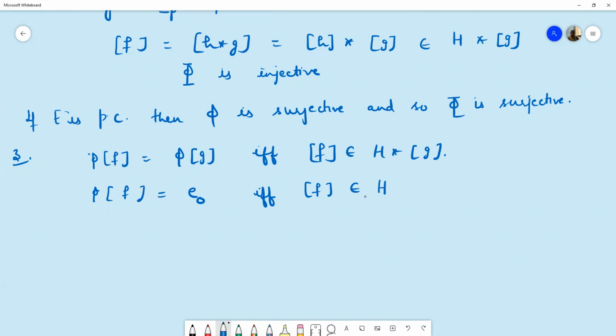So we are saying phi of f is e naught if and only if the homotopy class of f belongs to H. And phi of f is equal to e naught means f curl at 1 is e naught if and only if f belongs to H. So this proves that the lifting f curl of the path f is also a loop based at point e naught if and only if the homotopy class of f belongs to H. And this we wanted to prove in this third part. And this completes the proof of the theorem.